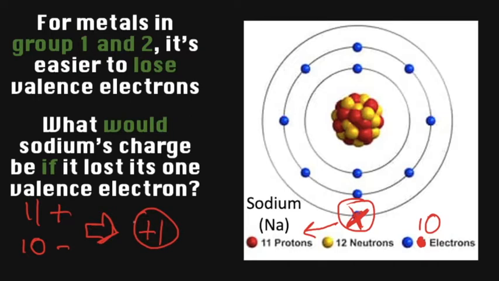When you find sodium in nature, like in salt and stuff like that, you will almost always find it with a +1 charge. And this is the reason why. It is far easier for it to lose its one valence electron. But if it loses one electron, then there are now more protons, and so there's now a +1 charge.